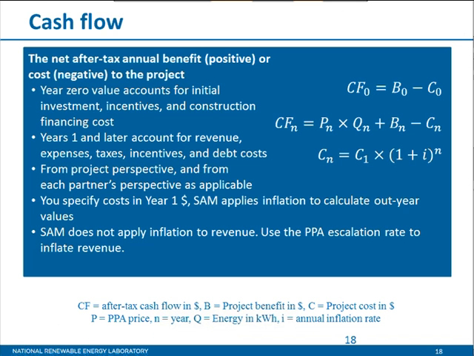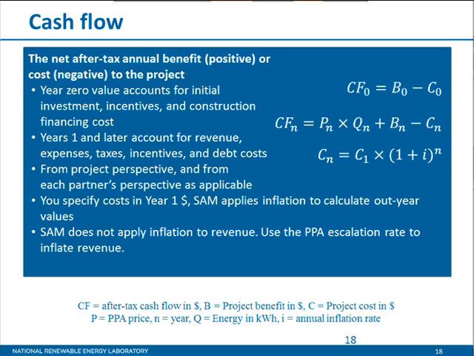So now what I want to do is go through each of the metrics in a little bit of detail, starting with the cash flow, which is where everything begins. The financial metrics are based on the net after-tax cash flow, and a negative value means that it's a cost to the project, and a positive value means that it's a benefit to the project in any given year.